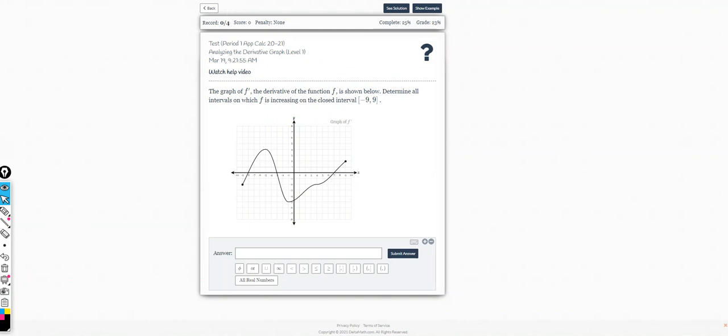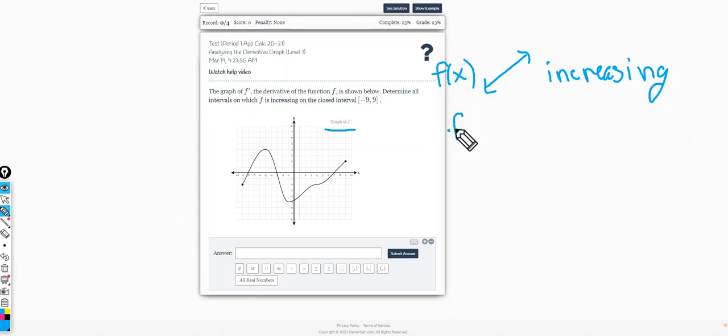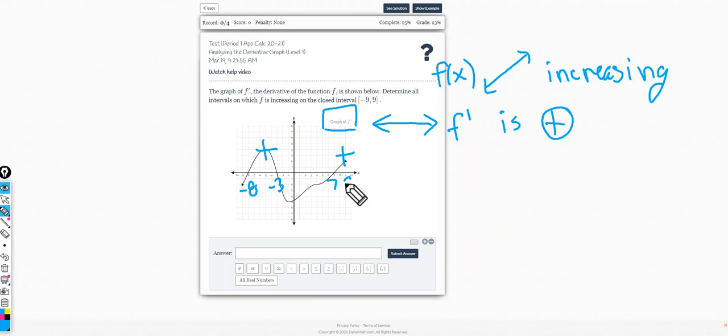Okay. Increasing. So I'm looking at f prime, determine all intervals on which f is increasing. Okay, so f of x looks like this when it's increasing. And this is my calculus-based conclusion sentence when f prime is positive, because this is when you have a positive tangent slope. All right, so I'm identifying. Notice this is the f prime graph. So whenever these things are matching, we're looking for above. Now this is -8 to -3, 7. This time I'm catching my endpoint.